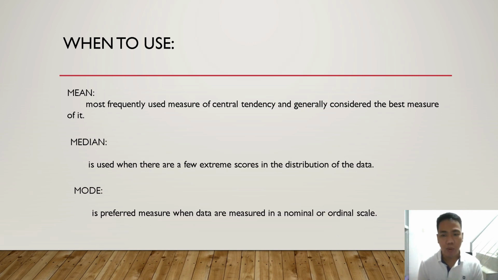The next one is the mode. The mode is the preferred measure when data are measured on a nominal or ordinal scale. It means if your data are arranged in order, first, second, third, fourth, fifth, the mode is the best measure, especially if the data are descriptive. For example, favorite sports, wherein respondents give you the name of the sport like volleyball, basketball, and so on. The best measure for that is the mode.